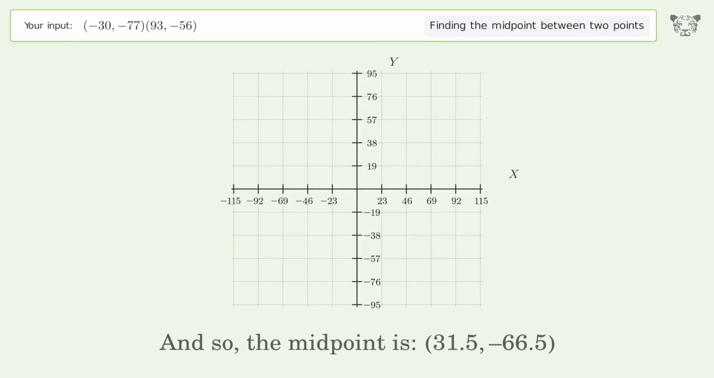And so, the midpoint is 31.5, negative 66.5.